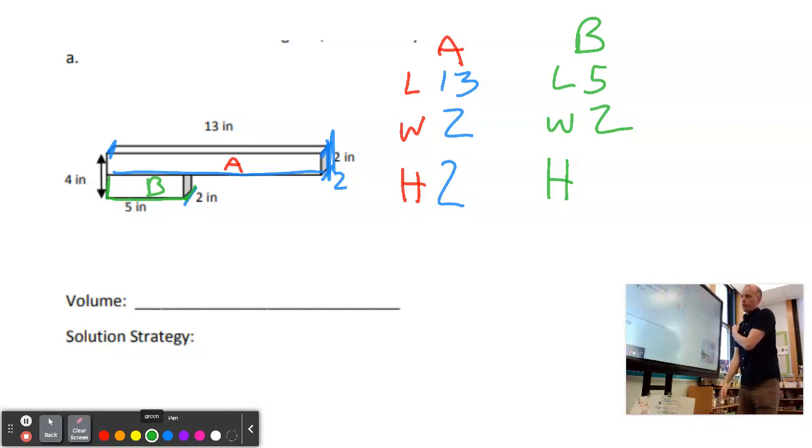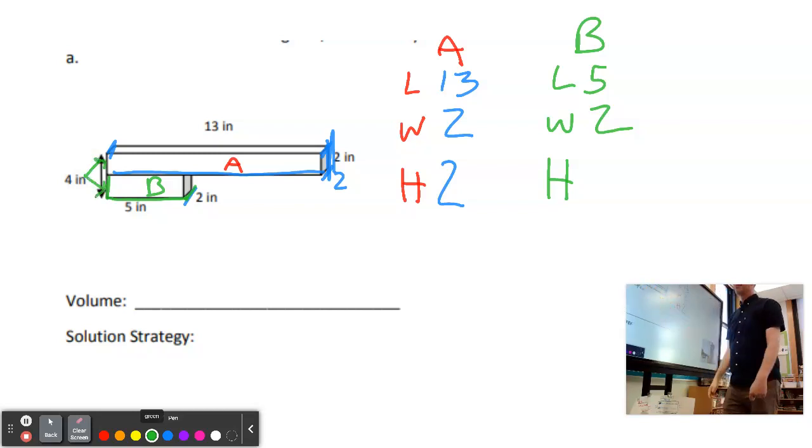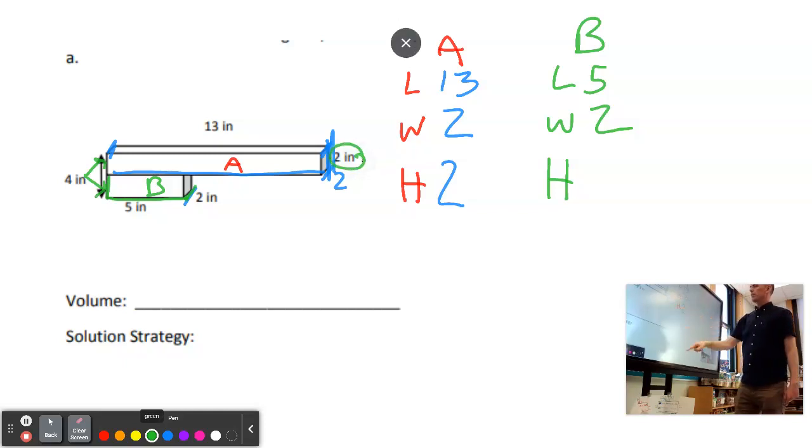I wish it was 4, but notice that 4 is both this and this together. So what could it be? Well, if this here is 2, then isn't the 4 made up of 2 and 2? So I believe the height is 2.